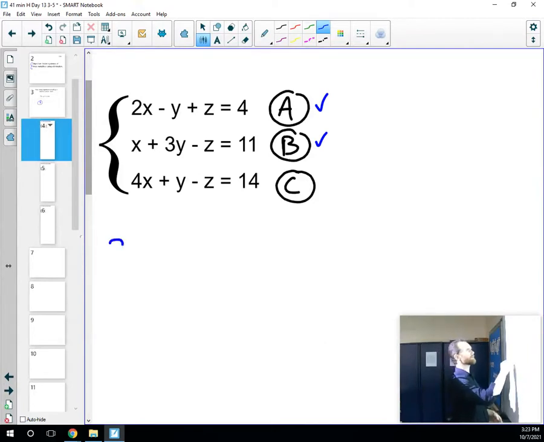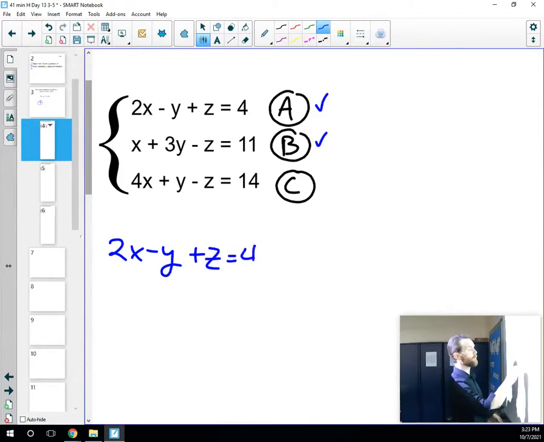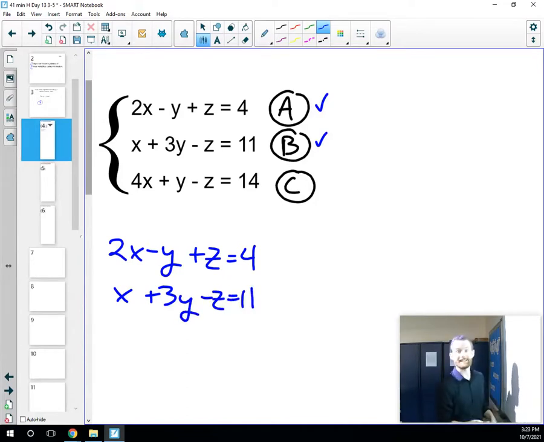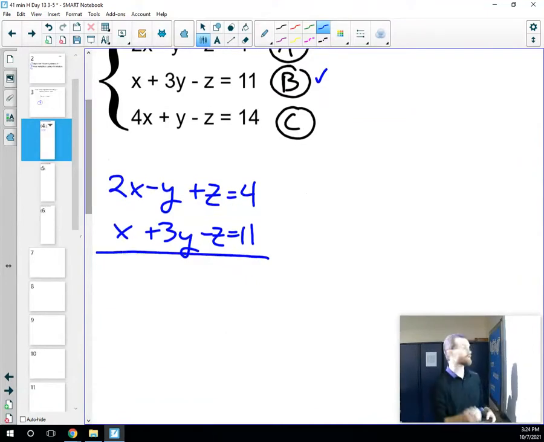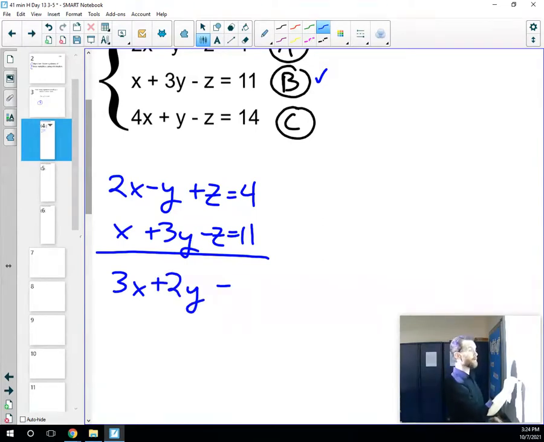So let me copy them down here. So it's 2x minus y plus z equals 4. That's A. And x plus 3y minus z equals 11 is B. And now we can just combine them. Use our elimination step. The x's combined, we get 3x. The y's, negative y and plus 3y become 2y. The z's cancel out, which is what we want to happen, and we get equals 15.